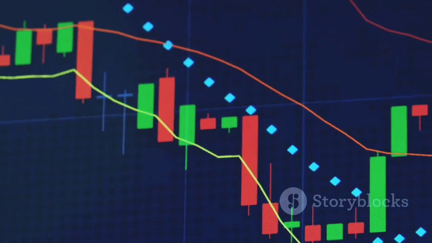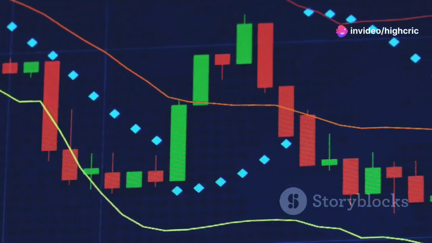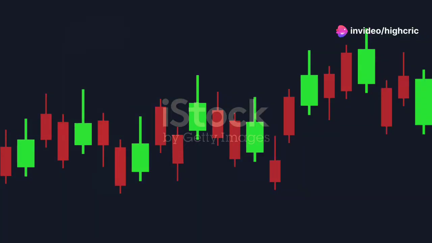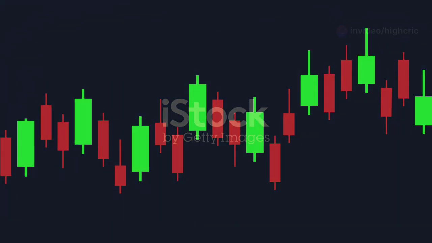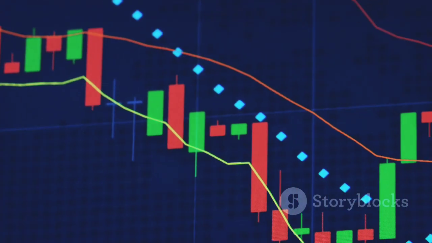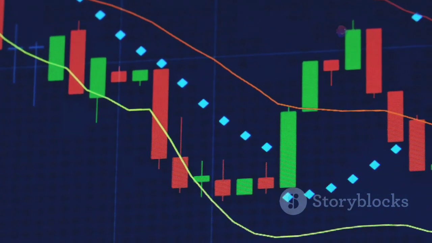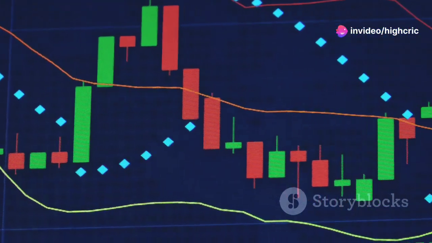Characteristics. 1. Small body. The body of the candle is small, indicating a lack of buying pressure. 2. Long upper shadow. The upper shadow is long, indicating that the price rose significantly during the trading period but was unable to sustain. 3. Little to no lower shadow. The lower shadow is small or non-existent, indicating a lack of selling pressure.